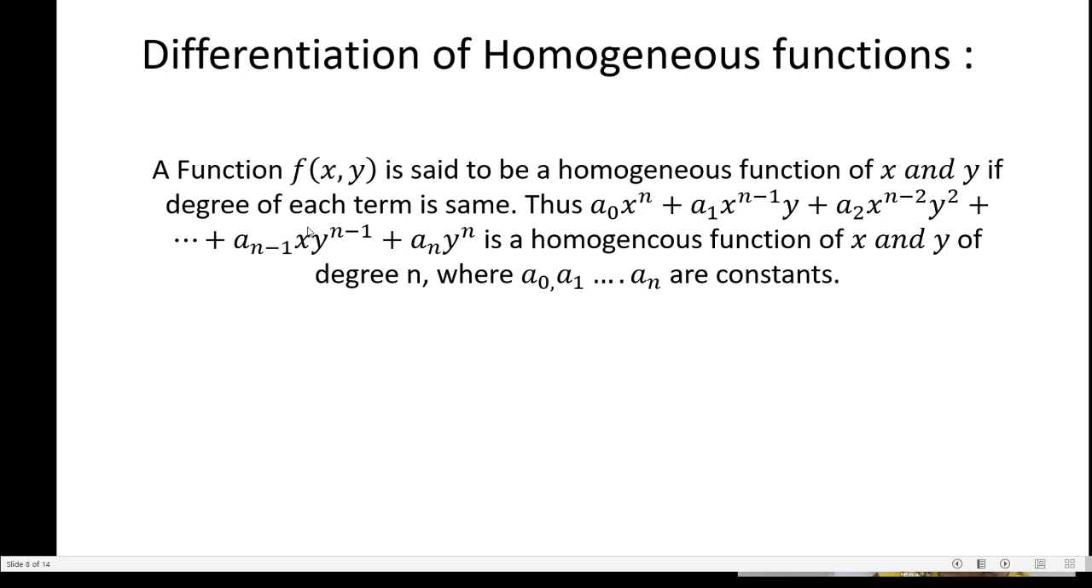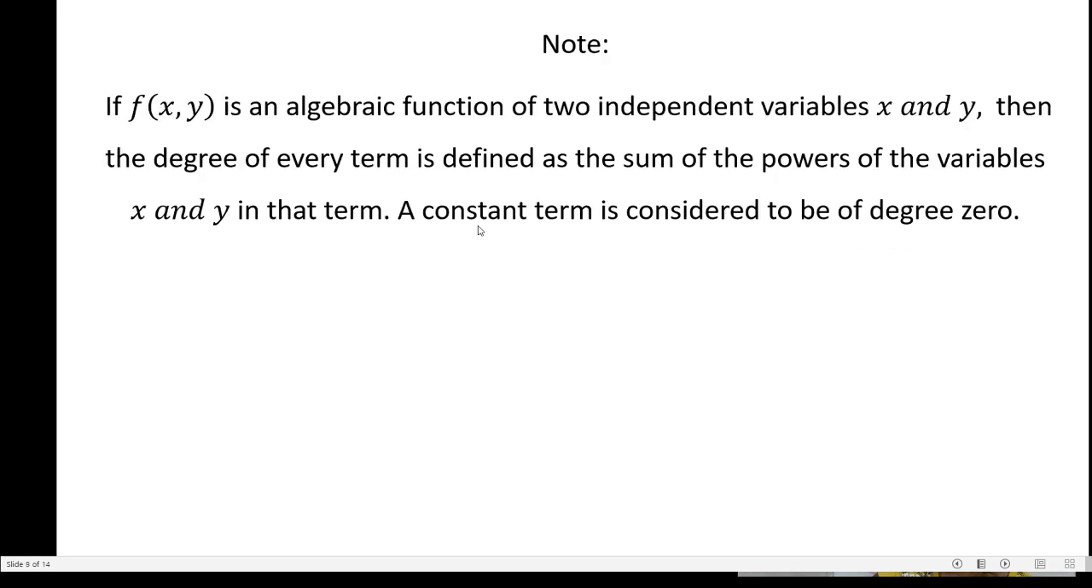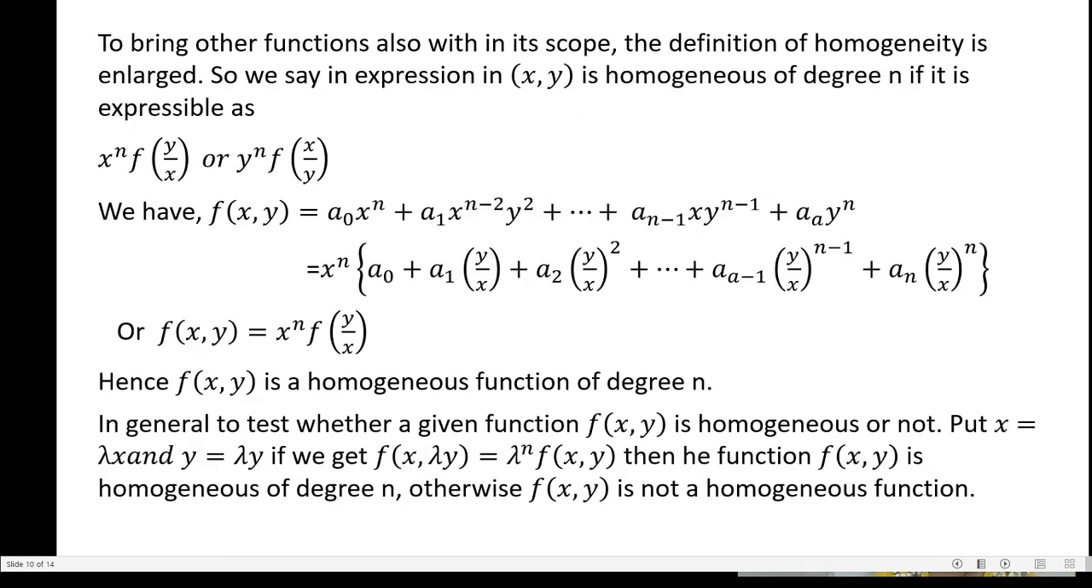In the same way, n minus 1 plus 1 is n, here n, homogeneous function. Look here and note, if f of x comma y is an algebraic function of two independent variables x and y, then the degree of every term is defined as the sum of the powers of the variables x and y in that term. A constant term is considered to be of degree 0.